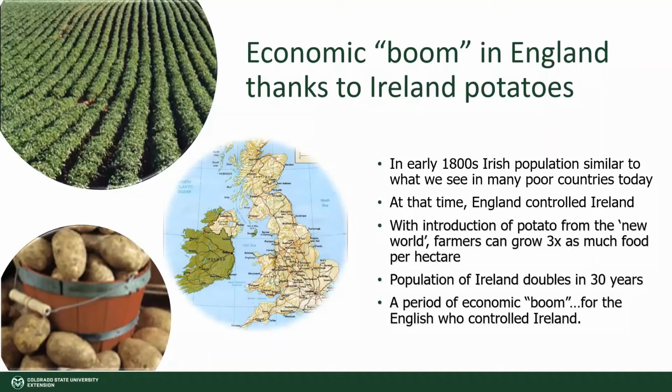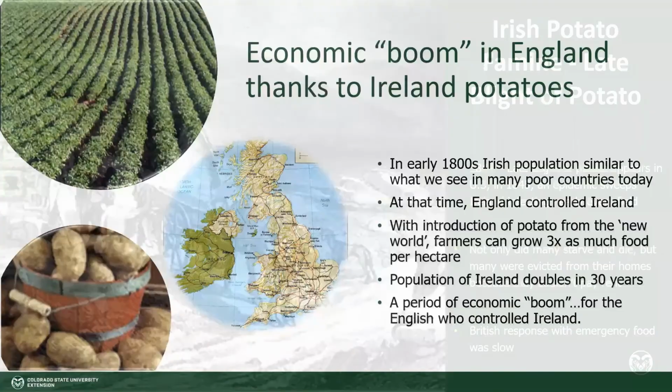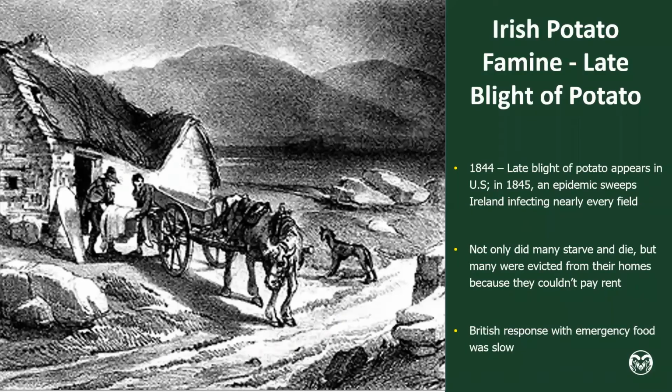So this was considered a period of economic boom for the English who controlled Ireland. So not for the Irish themselves, but for the English that had all the control over Ireland. But then in 1844, you have the Irish potato famine. The disease was called Blight of potato, and it appears in the US in 1844. And in 1845, an epidemic sweeps Ireland, infecting nearly every field. So every single field was infected with this disease.